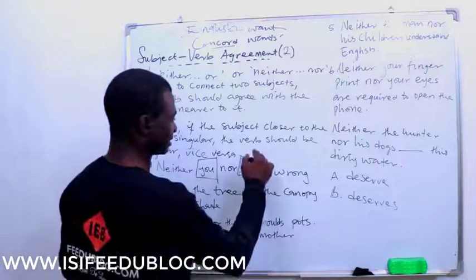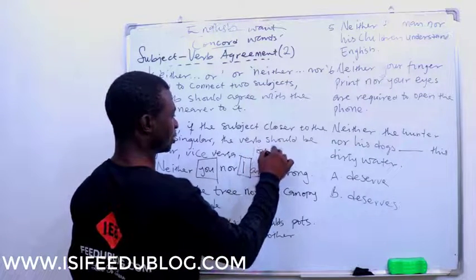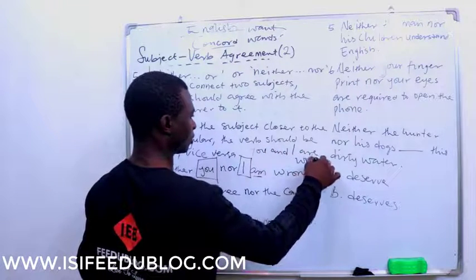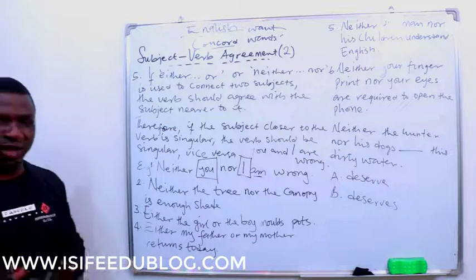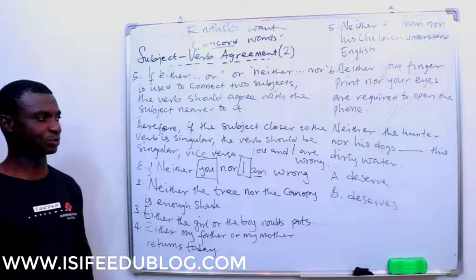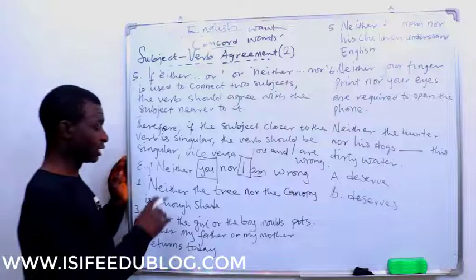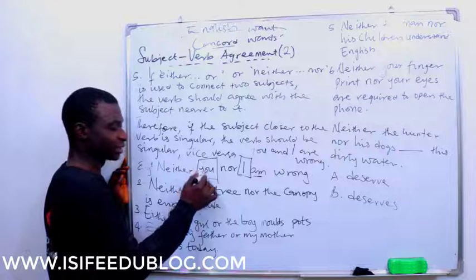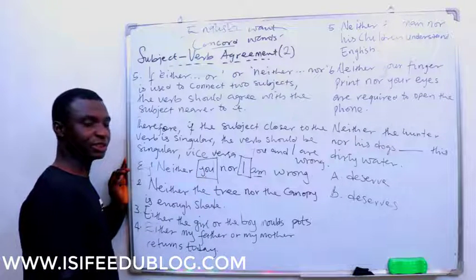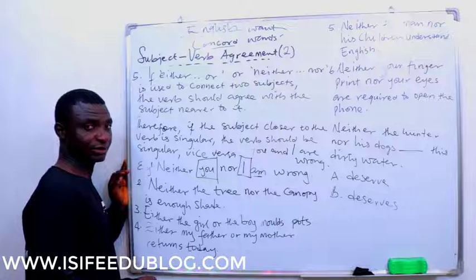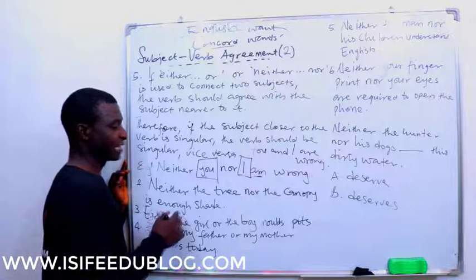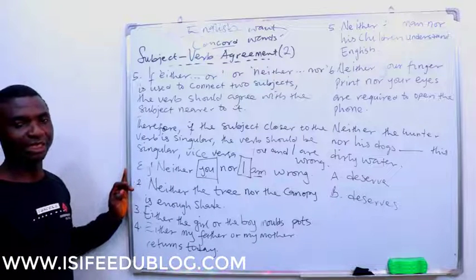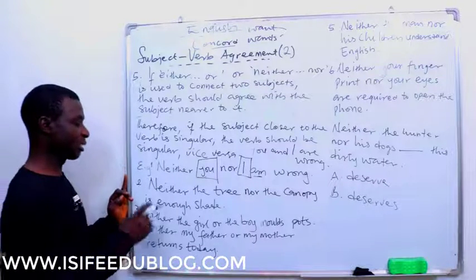If you use and, you and I are wrong. You and I are wrong. That is perfect English. But in neither...nor, the first subject is removed, is alienated from the verb. So we have neither you nor I am wrong. Neither you nor I am wrong.